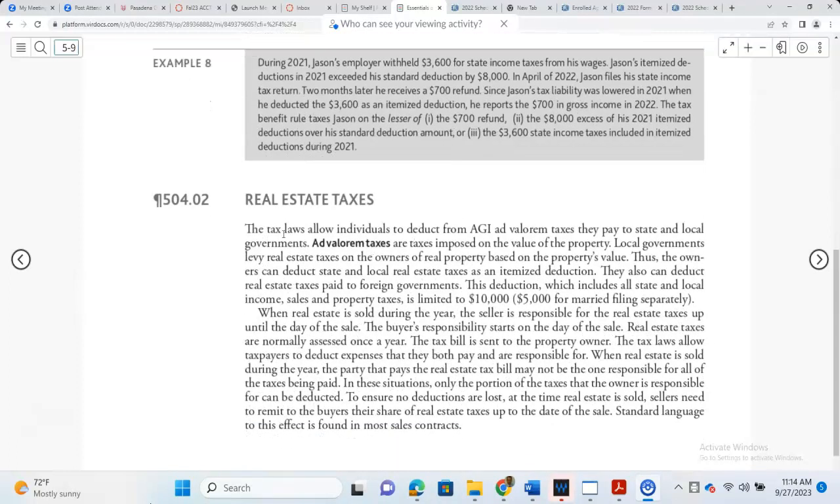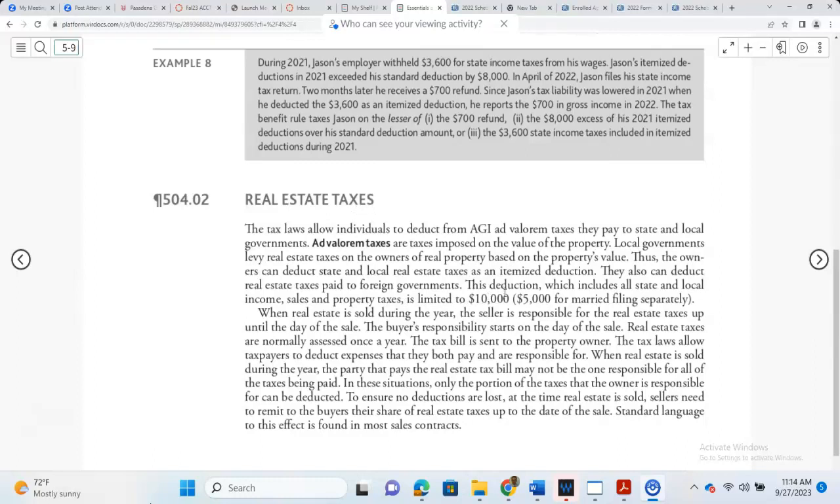Okay. The tax law in regards to real estate allows individuals to deduct from AGI ad valorem taxes that they pay to state and local government. Ad valorem taxes are taxes imposed on the value of the property. Local government levy real estate taxes on the owners of real property based on the property's value. Therefore, the owners can deduct state and local real estate taxes as an itemized deduction. They also can deduct real estate taxes paid to foreign governments. This deduction, which includes all state and local income, sales and property taxes, is limited to $10,000 right now.